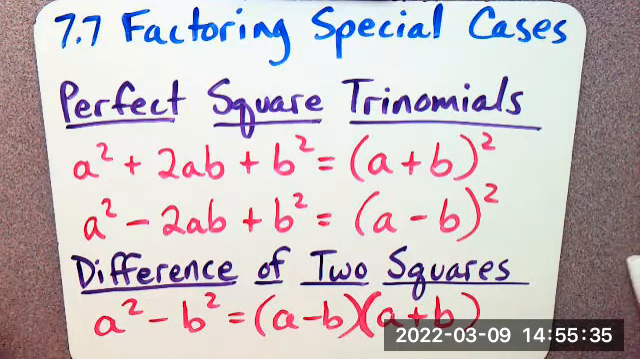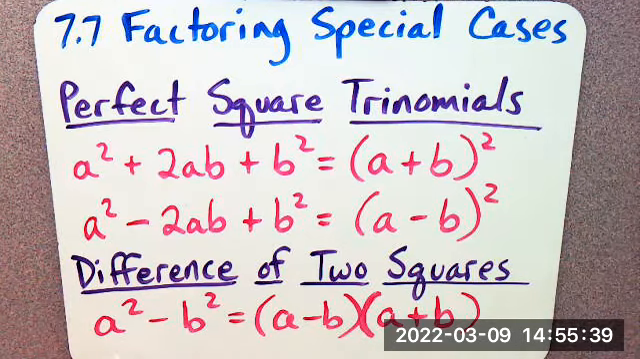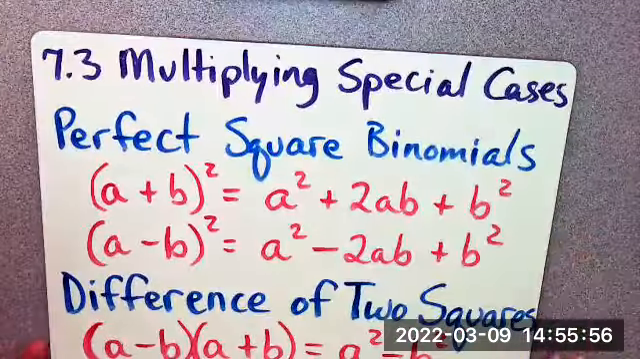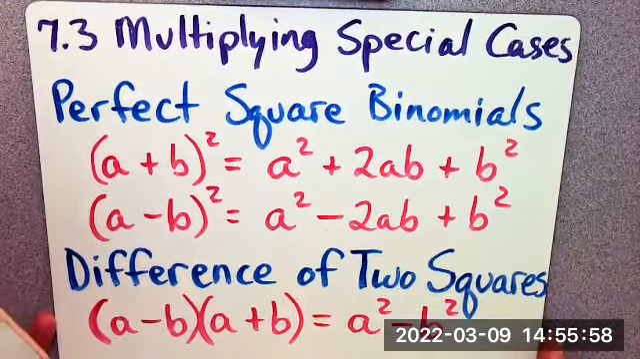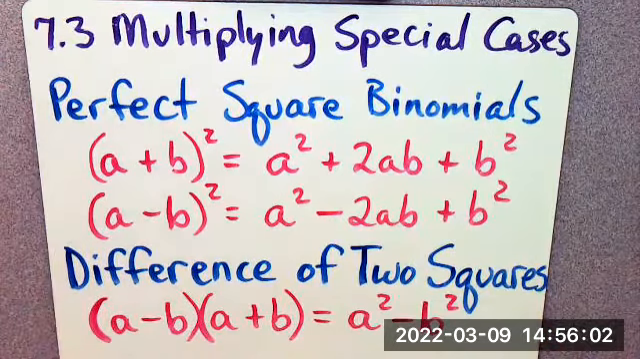And then we have another special case of the difference of two squares, which is a squared minus b squared equals two different binomials, the quantity a minus b times the quantity a plus b. Now, this must seem very familiar because in 7.3, we learned the perfect square binomials and difference of squares when we were multiplying special cases.